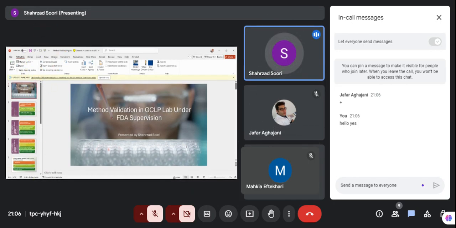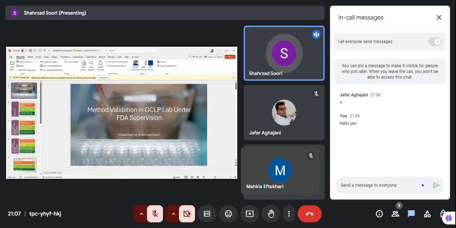Good evening, everyone. Thank you all for being here today. It's a pleasure to present on a topic that is fundamental to clinical laboratory operation, method validation in a GCLP lab under FDA supervision.